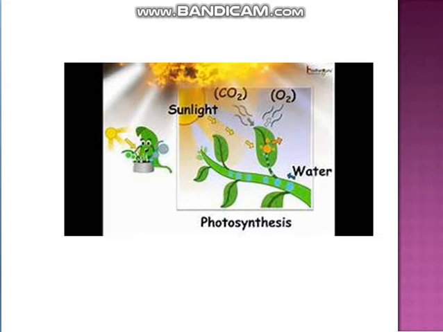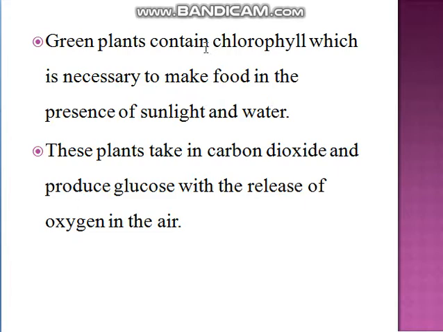We know that plants are green in color. Why are plants green? That is due to the presence of a coloring pigment called chlorophyll. Green plants contain chlorophyll, which is necessary to make food in the presence of sunlight and water. These plants take in carbon dioxide and produce glucose, with the release of oxygen into the air.